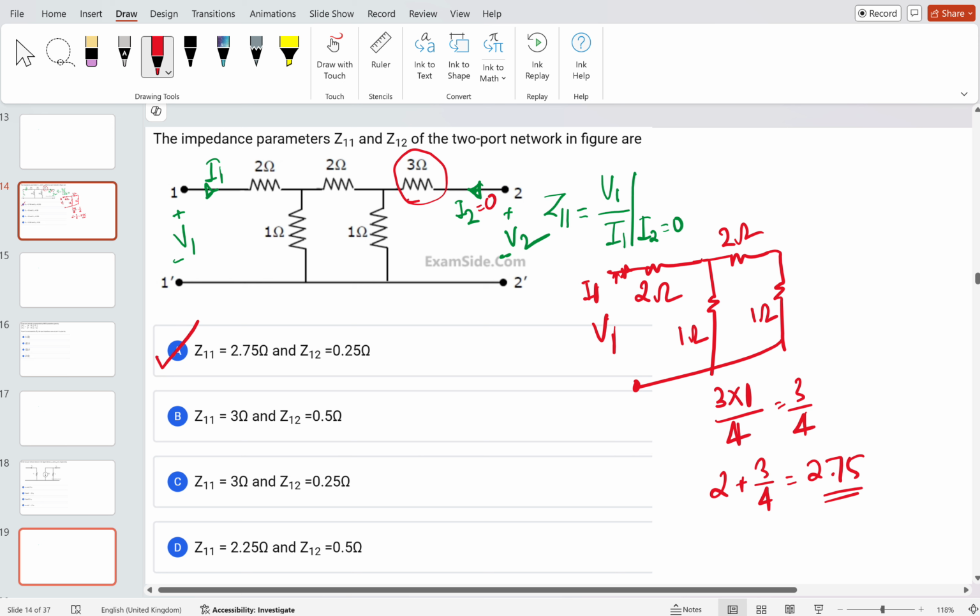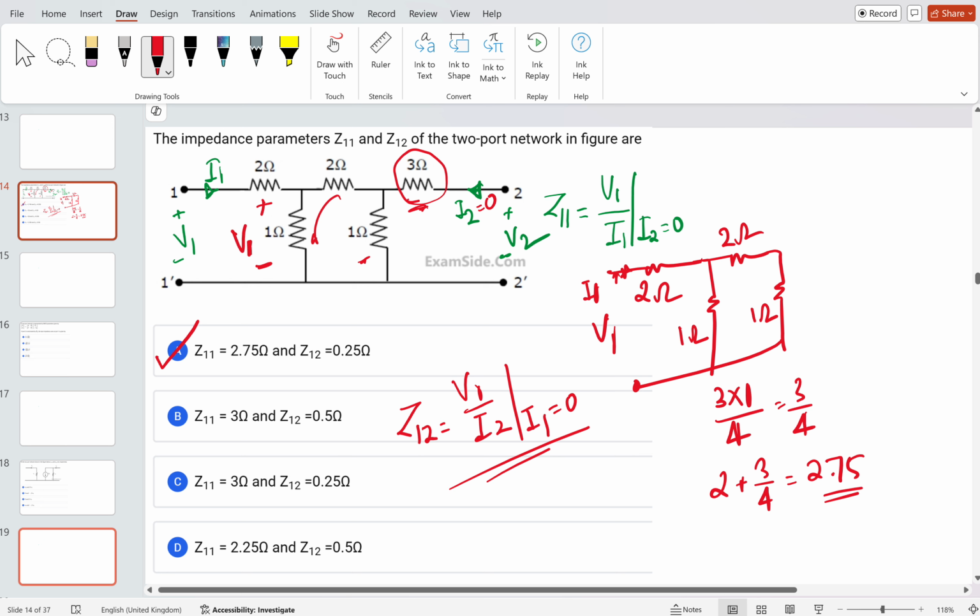And I wanted to find out Z12. Z12 is simply equal to V1 by I2 at I1 equal to 0. For finding this value, I just have to open circuit the input side. If you open circuit the input side, this 3 will come here, and this is the 1, and it will come here. So it will become simply 3 by 4 plus 3. Z12 is V1 by I2 at I1 equal to 0. You will be able to find it from your side, by open circuiting and finding the value of V1. So the V1 will appear here.